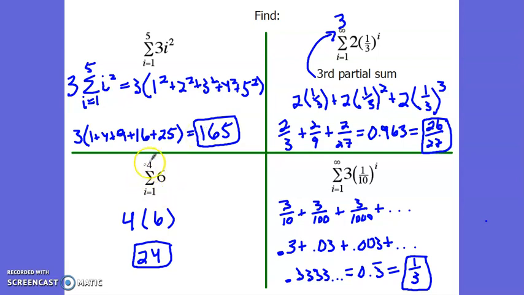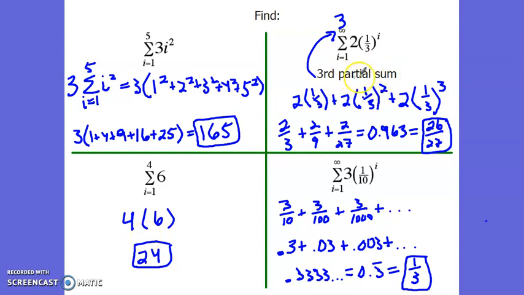Then down at the bottom, same thing. I took advantage of our constant shortcut. There are 4 terms, i from 1 to 4. When I went to plug in 1, though, there's nowhere to plug it in. My first term would have been a 6. My second term would have been a 6. My third term would have been a 6. My last term would have been a 6. Basically, I had 4 terms of 6, and we would get 24.